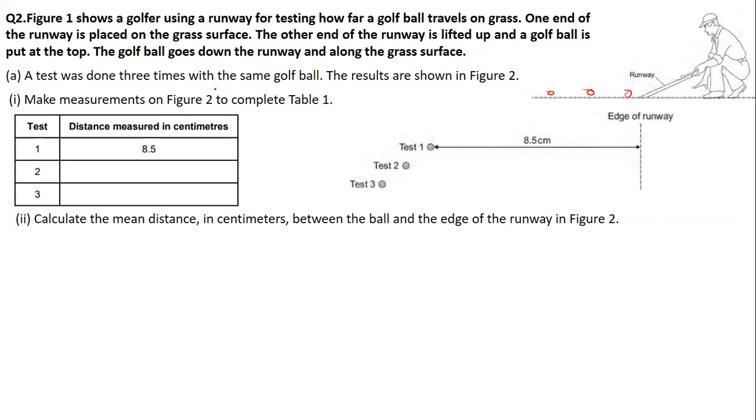A test was done 3 times with the same golf ball. First time you did it, let us say, for example, it stopped here, at a distance of 8.5 centimeters. Second time you did it, it was at this distance. Third time it was at this distance. Remember, in all your questions, you are going to use a ruler here. Then the golf ball goes down the runway and along the grass surface. Make measurements on Figure 2 to complete Table 1. So you need to make the measurements on this.